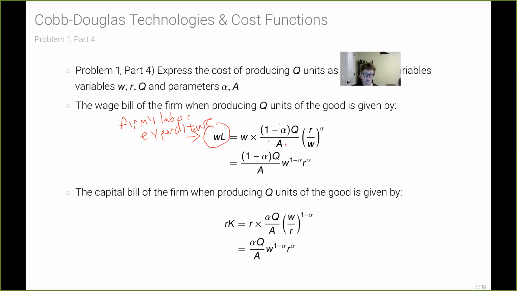And so the only simplification that I can make here is that R over W raised to alpha is equivalent to writing R to the alpha times W to the minus alpha. And so you can notice that this here is W raised to the 1. And so if you add these exponents together, you just get a W to the 1 minus alpha. Okay, and we can do the same for RK. Again, recall that RK is the firm's capital expenditure.